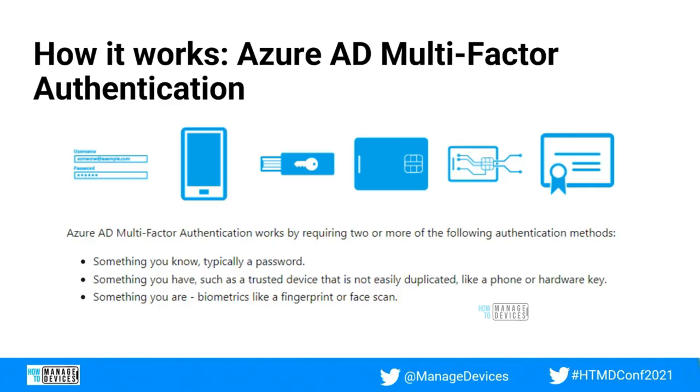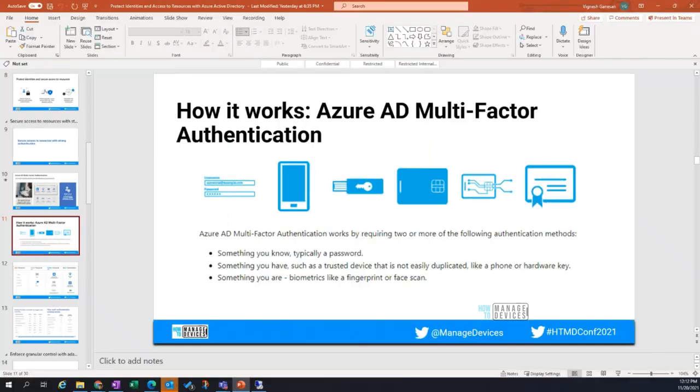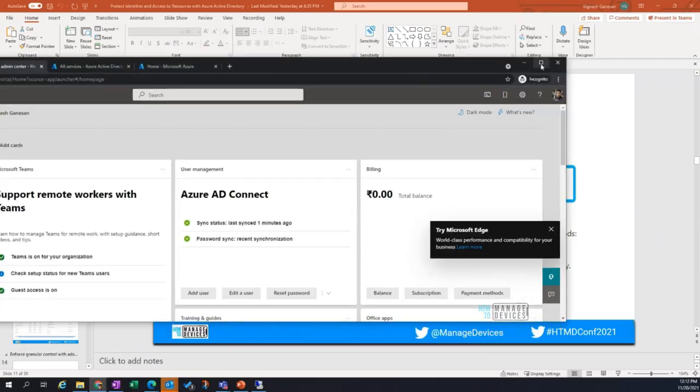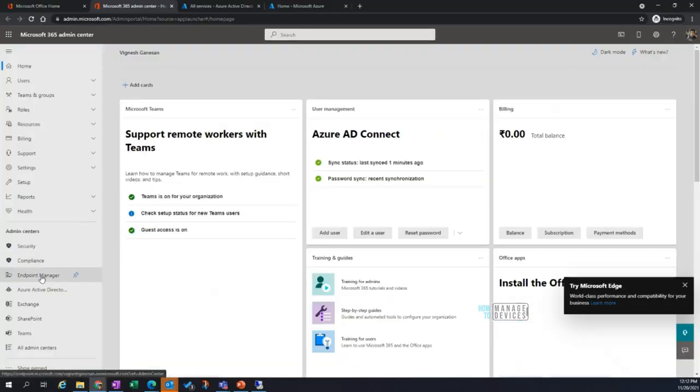Now, how does Azure AD multi-factor authentication work? What really happens behind the scenes? We all have a username and password, and this concept has been there since ancient times. And then something you have, such as a trusted device that is not easily duplicated, like a phone or hardware key, and something that you are. This is the combination which really happens behind Azure AD multi-factor authentication. I'll show a quick demo of how you can start deploying Azure AD multi-factor authentication if you haven't done that before.